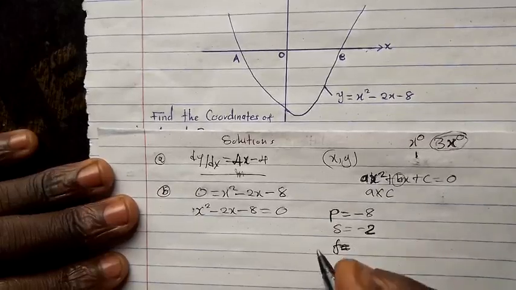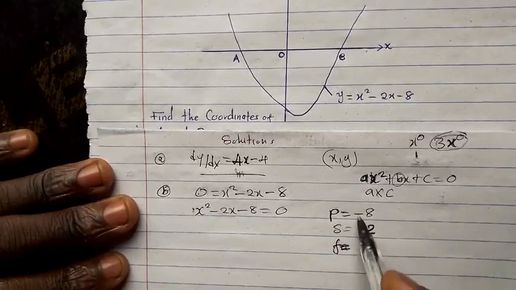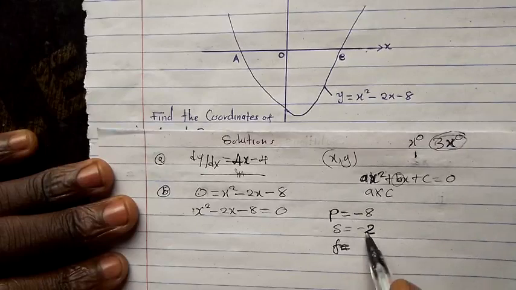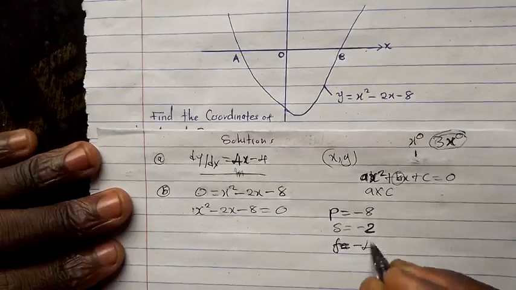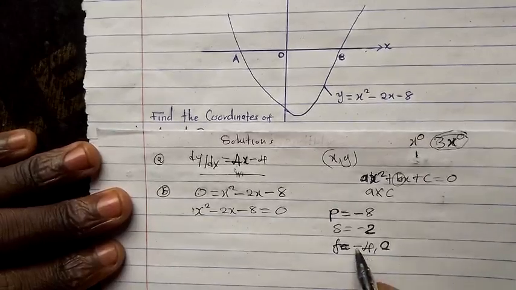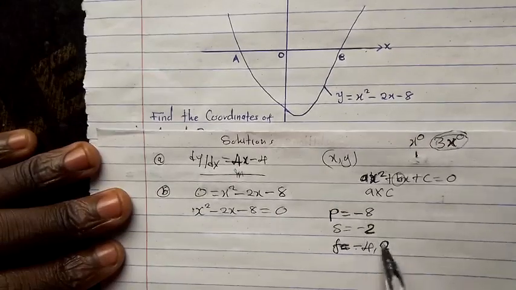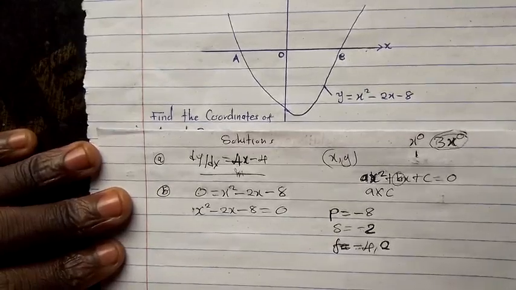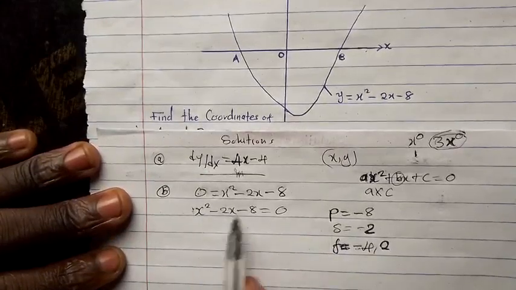Now, on the factors, look for two numbers. You need to look for two numbers that you're going to multiply to get negative 8, and when you add them, you're going to get negative 2. So in this case here, I'm going to choose negative 4 and 2. Because if I multiply negative 4 by 2, I'm going to get negative 8. And when I add them, I'm going to get negative 2.